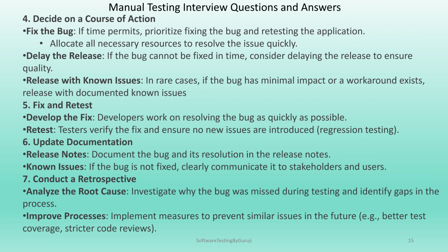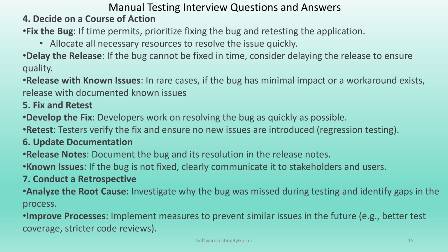Decide on a course of action. Fix the bug. If time permits, prioritize fixing the bug and retesting the application. Allocate all necessary resources to resolve the issue quickly. Delay the release. If a bug cannot be fixed in time, consider delaying the release to ensure quality. Release with a known issue. In rare cases, if the bug has minimal impact and a workaround exists, release with a documented known issue.